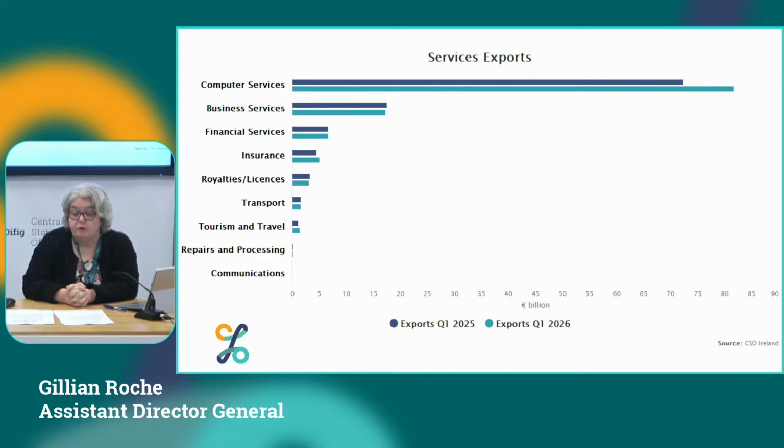Looking at our services exports, we see they're up overall in the year by 11.5 billion, and that's largely driven by increases in computer service exports, which are up by 9.3 billion, while business services exports showed a slight decrease of 0.3 billion. And just to note as well, the tourism services exports were up by 252 million, while transport services are down by 11 million.